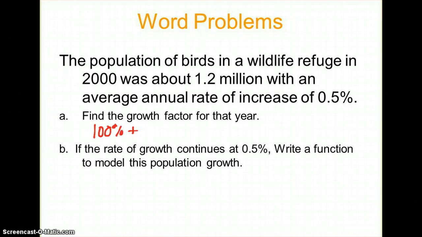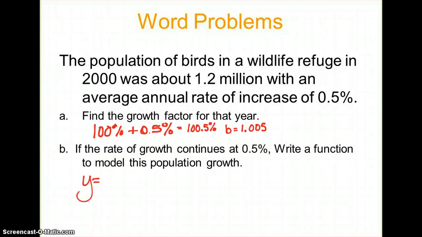And if I have a growth of 0.5%, I'm going to take 100 and I'm going to add 0.5%. So be careful on your decimals here. This comes out to be 100.5%. And 100.5% as a decimal for my actual growth factor is 1.005. So when I make my function in the next part, I'm going to be using 1.005 for my B.